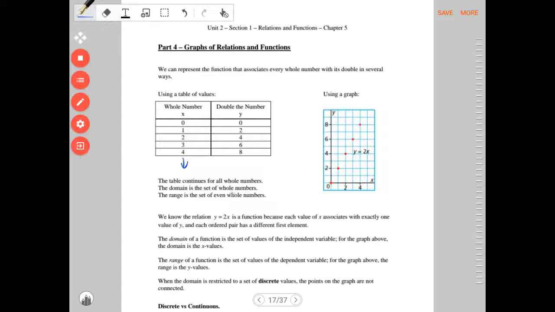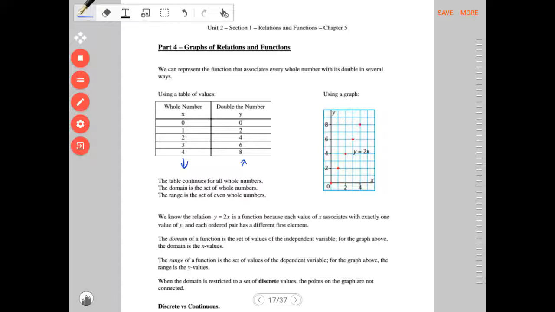So the domain is the set of whole numbers. Now the range is the set of even whole numbers. The reason why they're even is because they're always twice whatever the domain is. And 2 times an even number is an even number, 2 times an odd number is an even number. So basically this double column will always be divisible by 2, which is of course the definition of an even number.